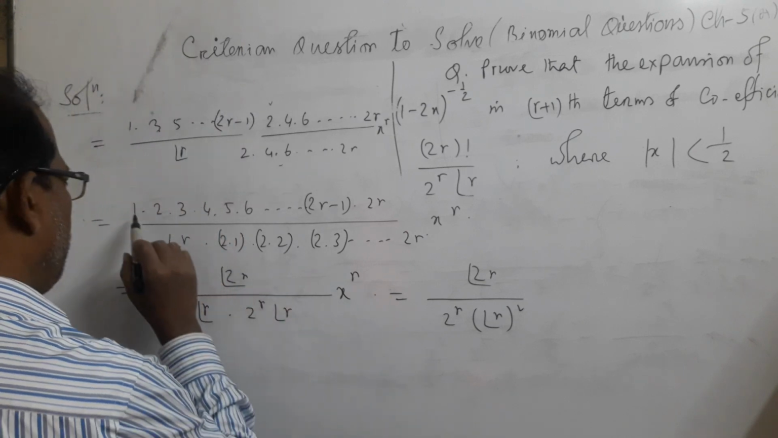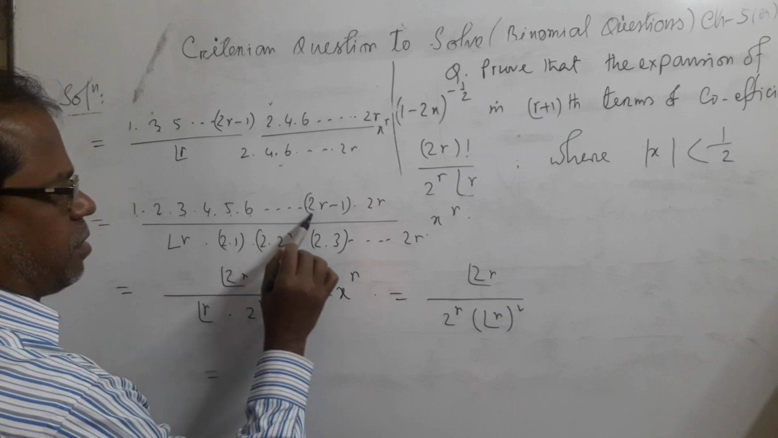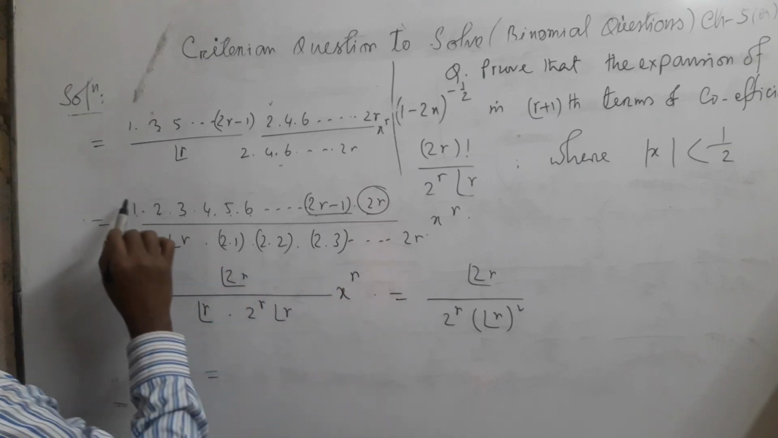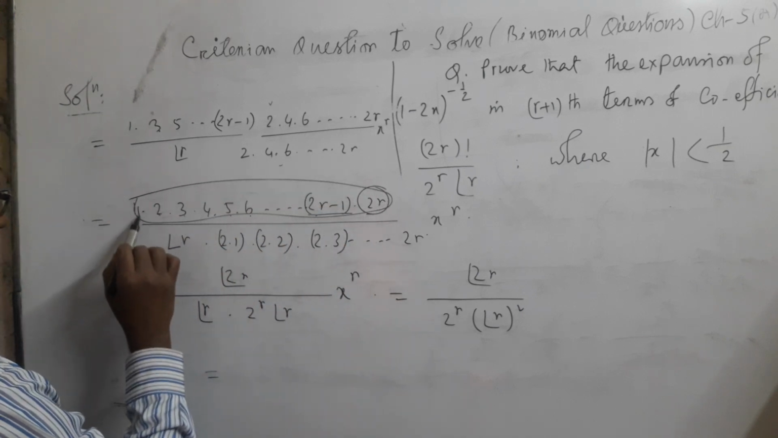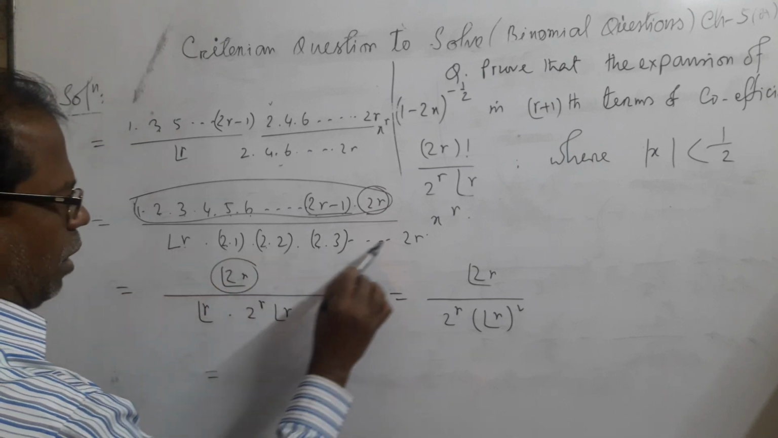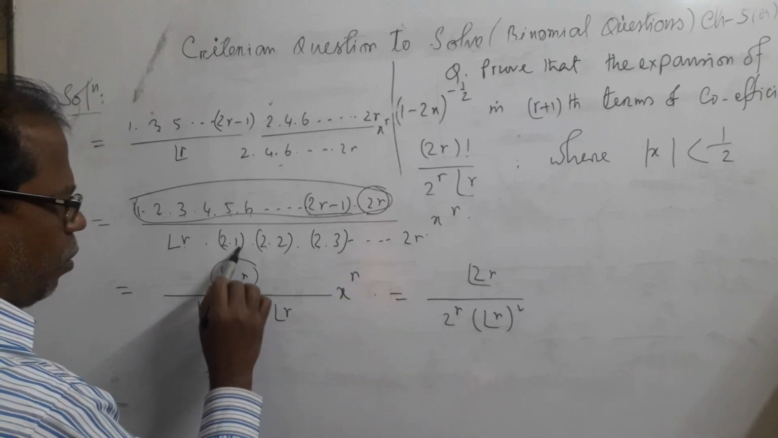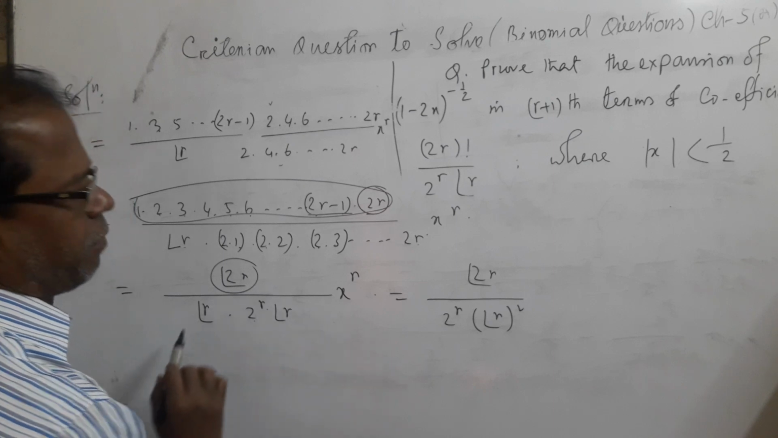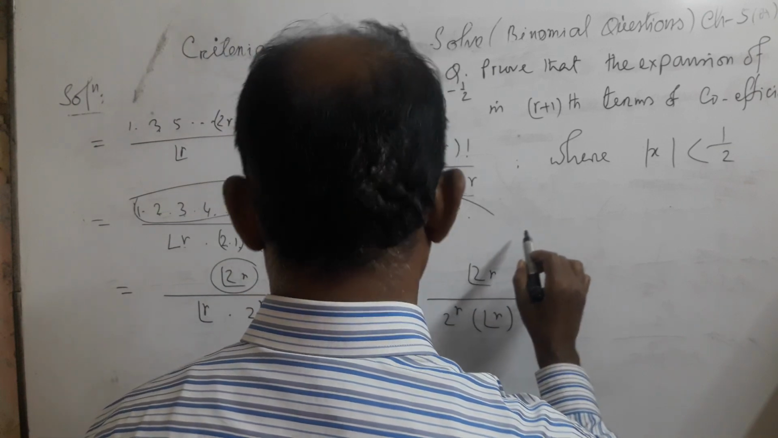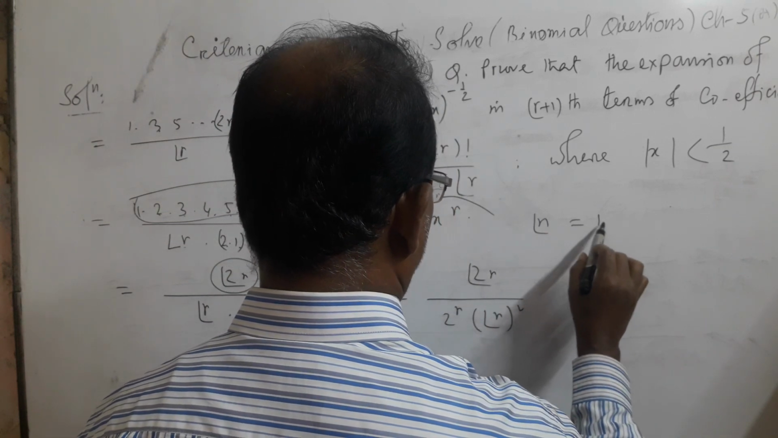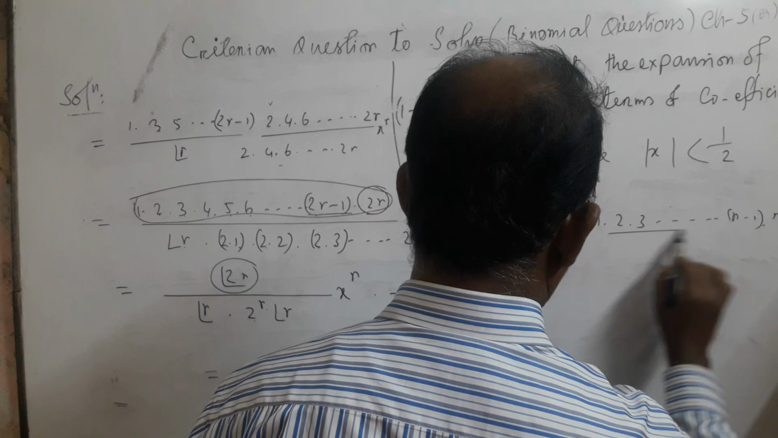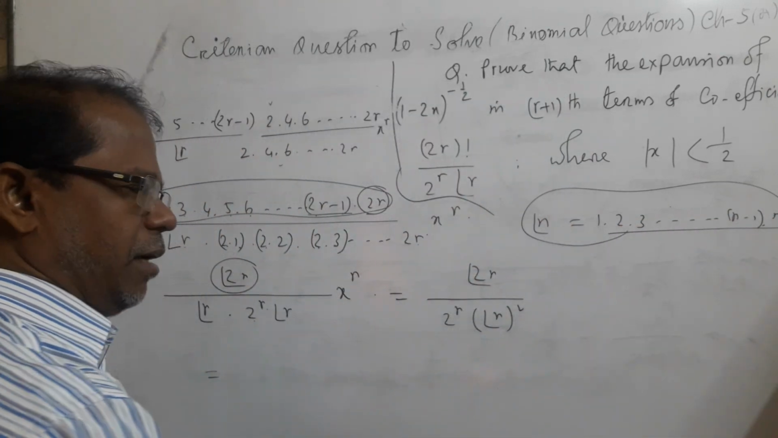So you have 1, 2, 3, 4, 5, 6 up to 2n, that is 2n minus 1 into 2n. The total term is factorial of 2n, and the even terms 2, 4, 6 up to 2n, that means 2 to the power n times 1, 2, 3 up to n, that means factorial n. So we know that factorial n is equal to 1, 2, 3 up to n minus 1 and n. That means factorial n.